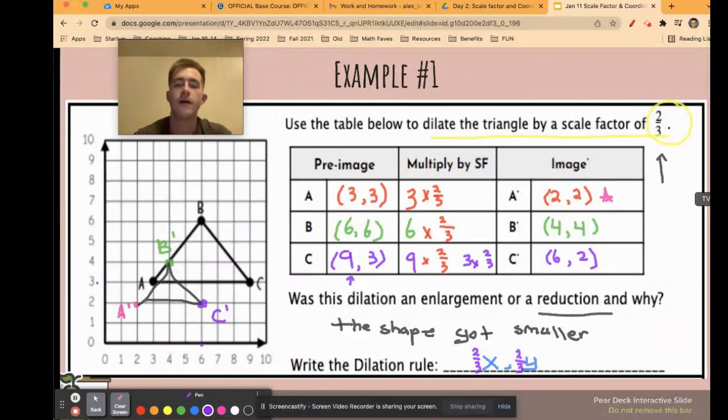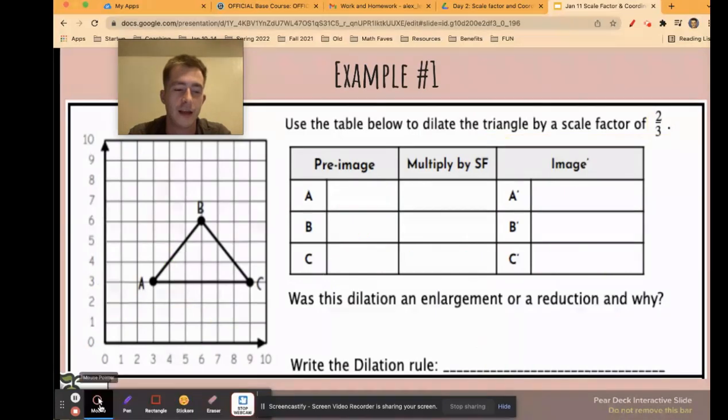That's your rule. All I do is write the scale factor right next to x and right next to y. So 2/3 x, comma, 2/3 y. That's your dilation rule right there. All right. Whew. Feels like a lot of work, but honestly, you guys are going to be crushing it. The more practice we get on this, the easier it's going to get.